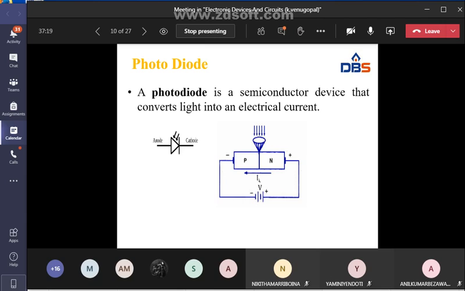A photodiode is a PN junction diode that consumes light energy and produces electrical current. Sometimes it is also called a photodetector, a light detector, and a photosensor. So the other names for photodiode are photodetector, light detector, and photosensor.